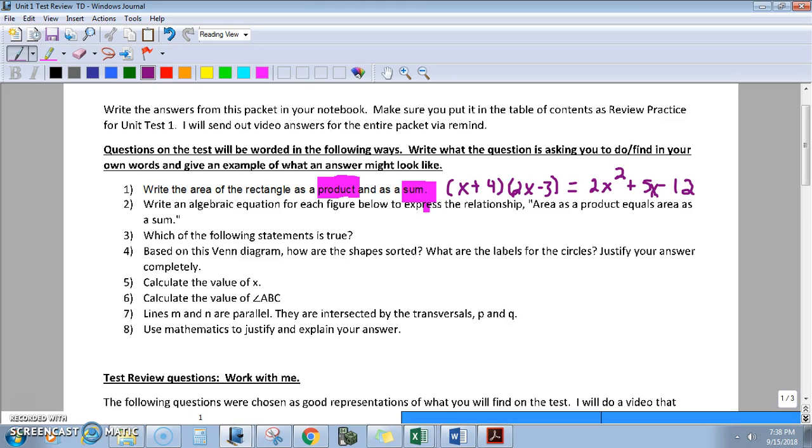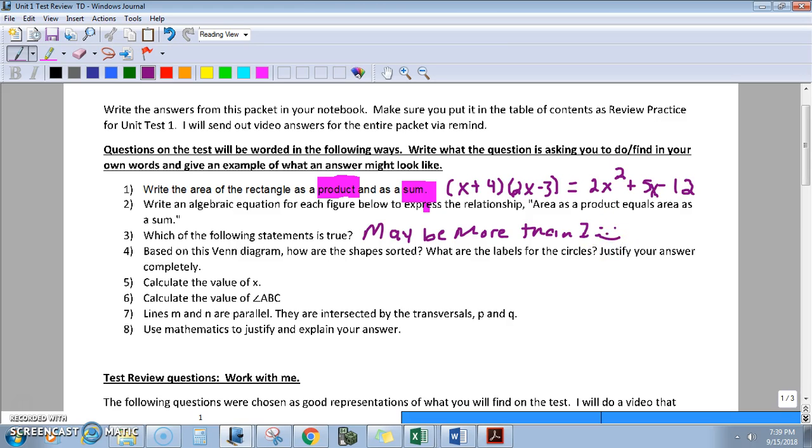Number 2 says write an algebraic equation for each figure below to express the relationship area as a product equals area as a sum. That's the same exact question, it's just worded a little bit different. Number 3: Which of the following statements is true? The reason I put that there is because there may be more than one. There may not be, I didn't actually look at the answers. More than one. I actually think there is.